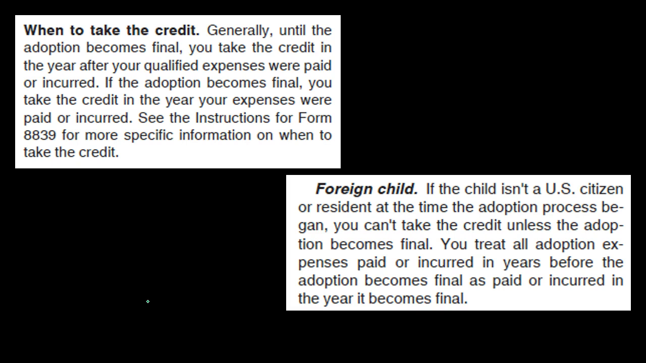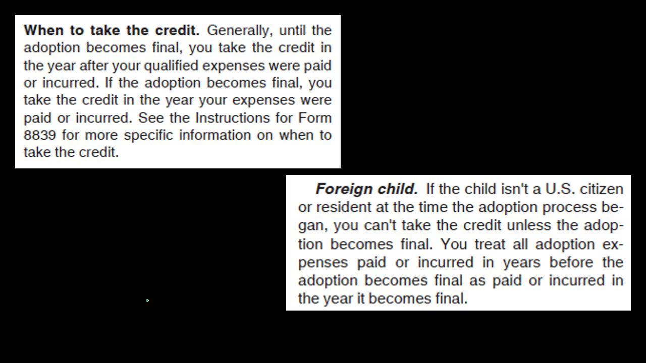You treat all adoption expenses paid or incurred in years before the adoption becomes final as paid or incurred in the year it becomes final. So in the year it becomes final, obviously we may not have made the payments at that point in time, but that's when we're going to take the credit. So even though the payments possibly could have been made in the prior year, once it becomes final, that's the point in time that we take those expenses. So it's not necessarily on a cash basis in that case. It's basically when the process is finished, then we can have all the payments that were made.